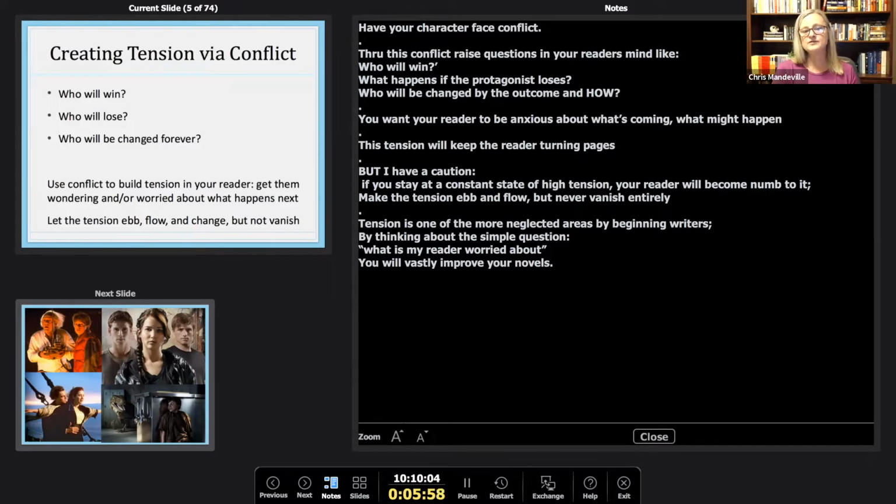Tension is one of the most neglected areas by beginning writers. And by thinking about the simple question, what is my reader worried about? It will vastly improve your novels.